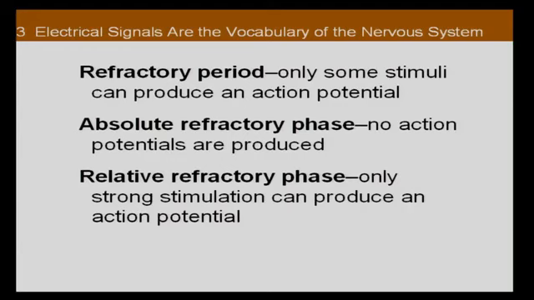And then these are just definitions of refractory period. Only some stimuli can produce an action potential. Absolute refractory period, no action potentials are produced. That's a very, very narrow time period. And relative refractory phase, as I said, only strong stimulation can produce an action potential. And by strong stimulation, I mean lots and lots of inputs from other neurons.